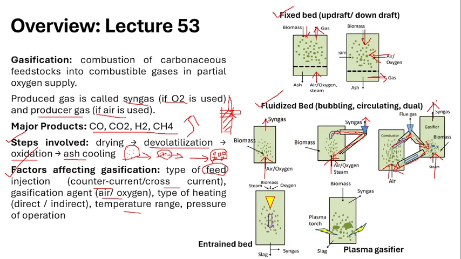And now the next type is the entrained bed. So in the entrained bed, what is happening here? The biomass is fed from the top. Oxygen is also fed from the top. Okay.